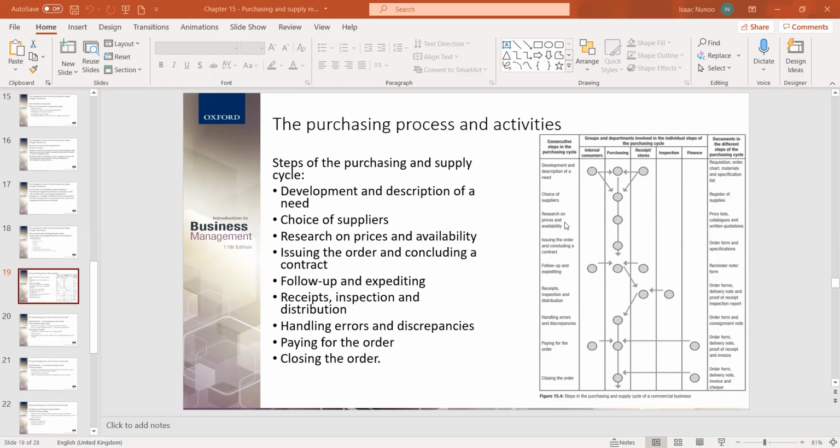You also have to research the price and availability. You have to look at the price lists, the quotation, and the price for the market, so that you can make a comparison. Once you compare the prices, you can issue an order and conclude a contract. Once you issue an order, you must follow up and see whether the orders are being brought in on time. You follow up and expedite the order you have issued, then you receive and inspect.